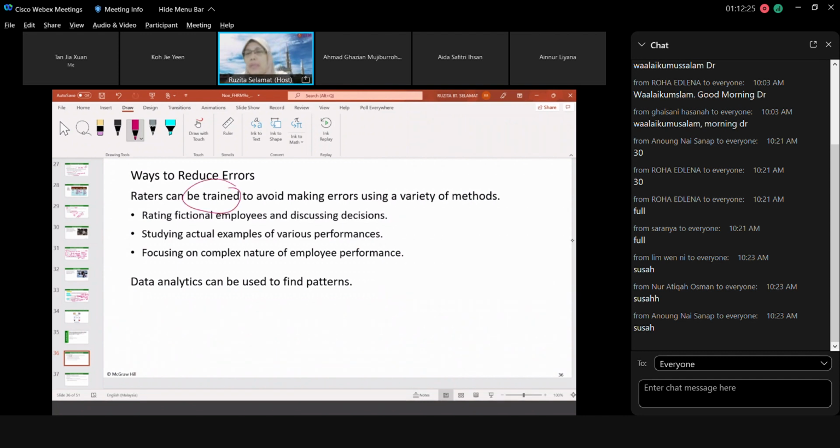Mungkin ni cara yang paling mudah lah, training. Sebab apa? Maybe while committing the errors, manager ataupun subordinate ataupun customers, mereka tak aware pun about the mistake. Maybe they thought it's okay untuk menilai seorang yang ada similarities with them, with a greater score. Mungkin if they are not aware, then they wouldn't know that is an error. So giving training is one way of eliminating those errors.